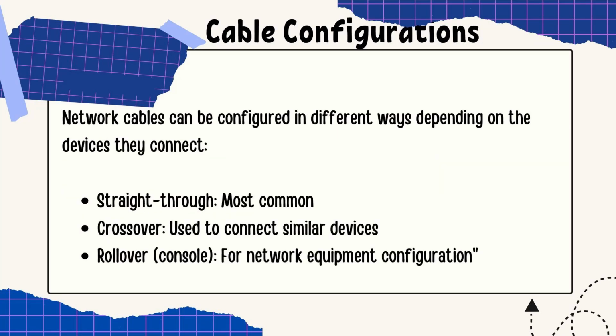These cables can be configured in different ways. Straight-through cables connect different types of devices. Crossover cables connect similar devices directly. And rollover, or console cables, are used for configuring network devices.